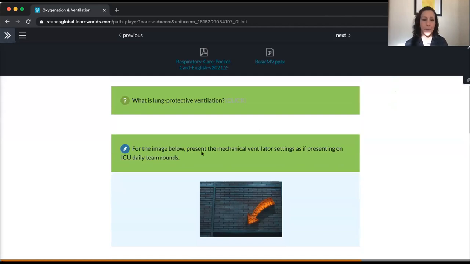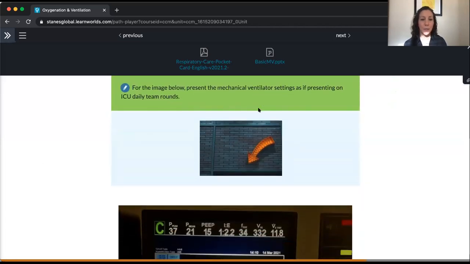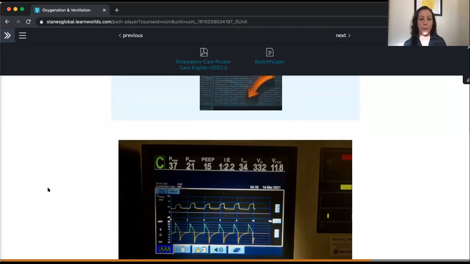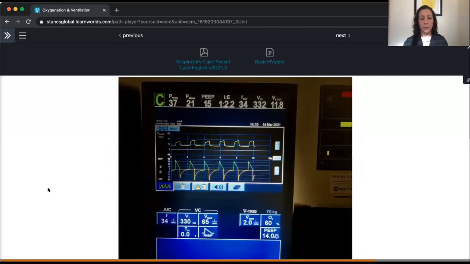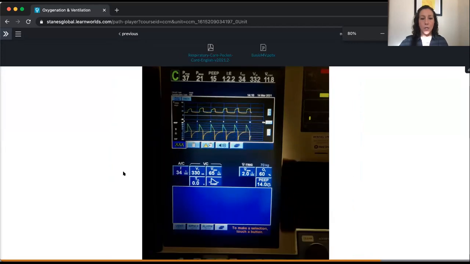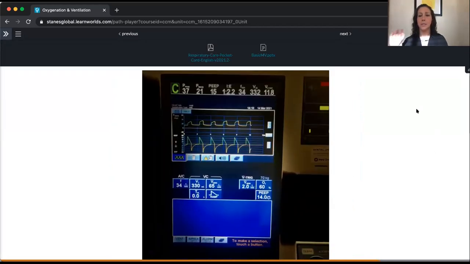Moifa, okay. For the image below, okay, here's another activity for you to engage. For the image below, present the mechanical ventilator settings as if presenting on ICU daily team rounds. So I'm going to show you a picture of a ventilator, okay? And I want you to present, I'm your attending. We are rounding in the intensive care unit, and I want you to tell me about this patient.